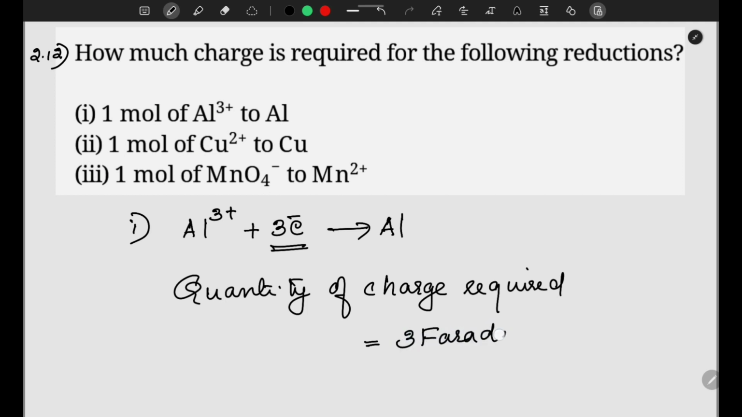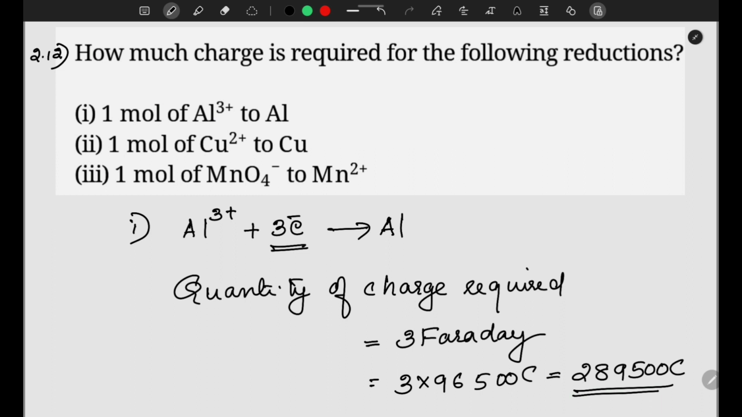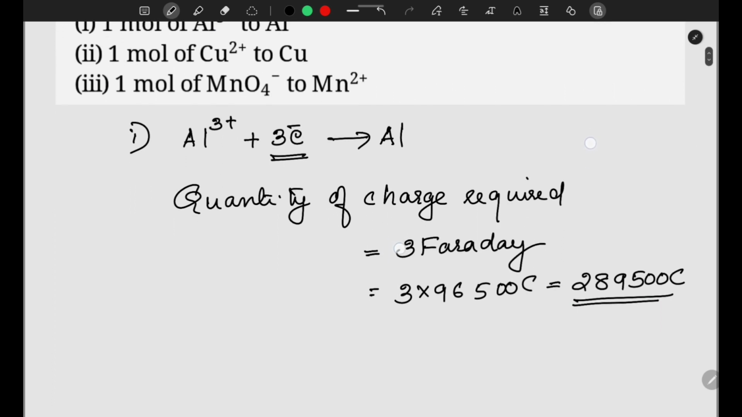3 Faraday, when we convert into coulomb, we can write 3 into 96,500 coulomb. That will be equal to 2,89,500 coulomb.